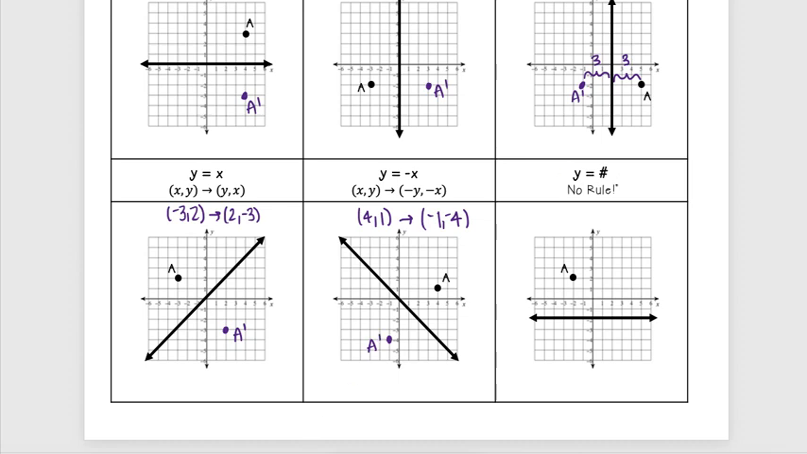And then when I have y equals a number, again, no rule. So here I have y equals negative 2. To reflect this one, I'm just going to see how many spaces away I am from that line. Here I see that I am 4 away. So now I'm going to have to go 4 away on the opposite side. So 1, 2, 3, 4.